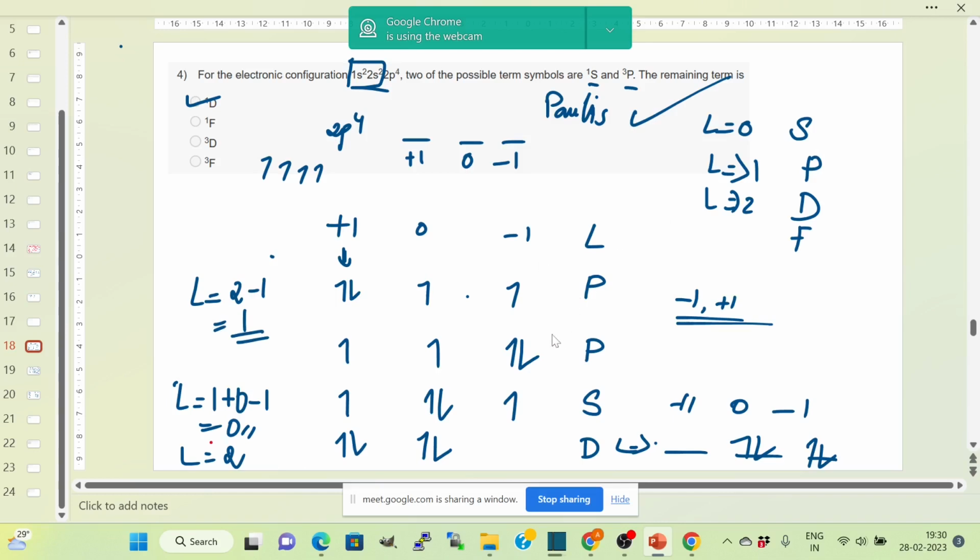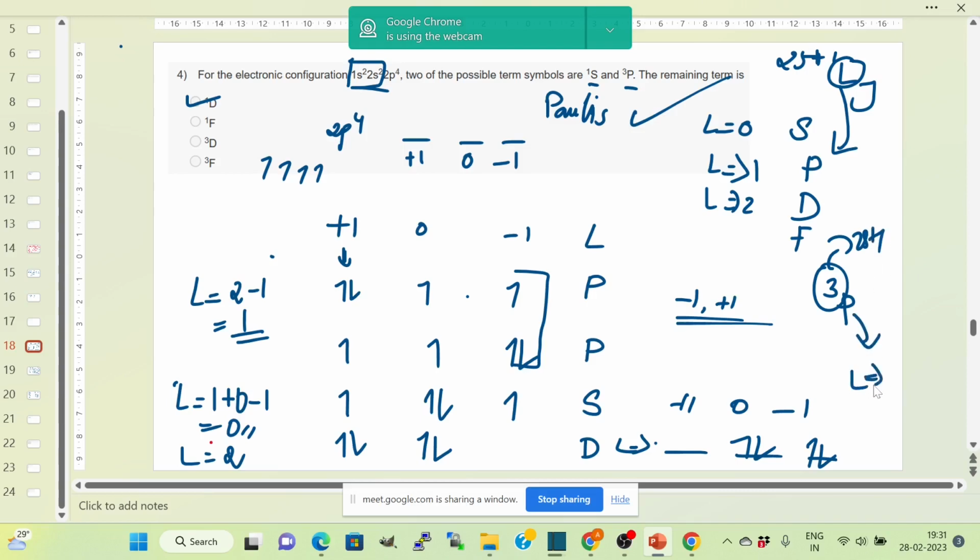So this is a P term. What does the P in this mean? We write it like 2S plus 1 L J. Here L is P, so I can write it like this, 3P. So 3 here is 2S plus 1. This P is basically the L value. It means that L is equal to 1.